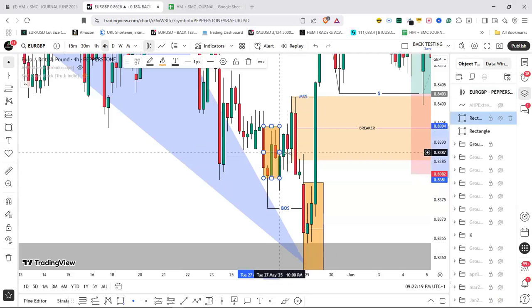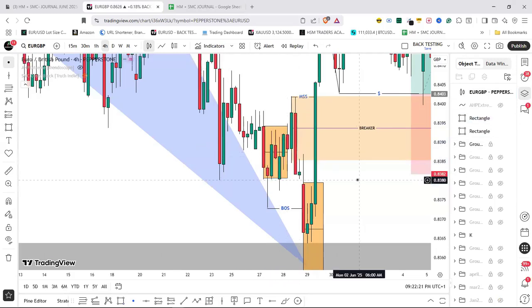I think I sent that entry, and I told you guys that I am not confident on this trade because the pattern has not finally completed and we don't have a clear structure shift. So I'm risking small on this trade.